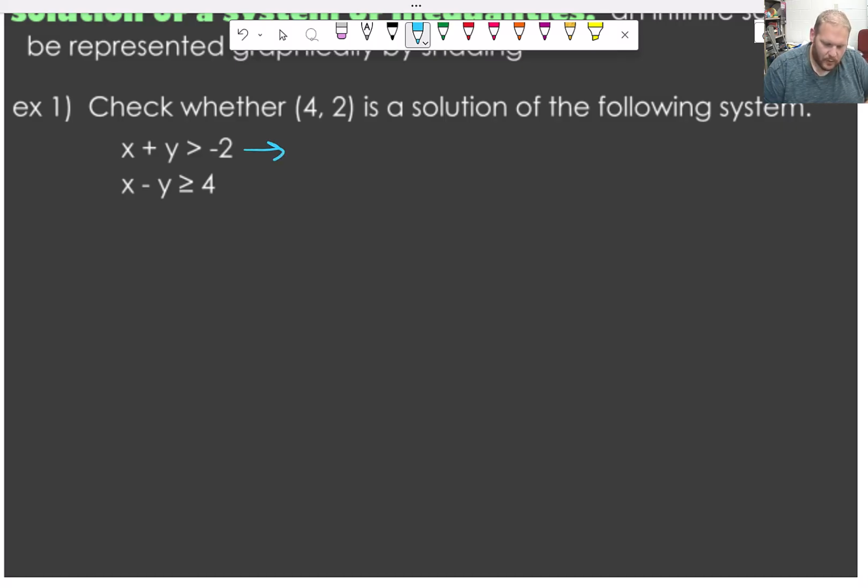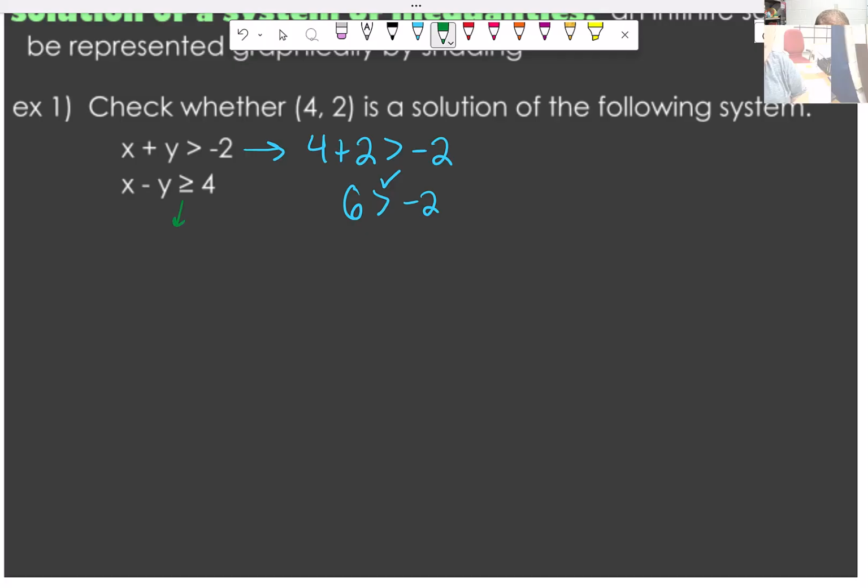If I plug in 4 for my x value and 2 for the y value, it's supposed to be greater than -2. We end up with 6, which is greater than -2, so it is a solution to my top inequality. So far so good. Down below, I'll do this in green, if I plug in 4 for my x value and 2 for my y value, I'm supposed to end up with 4 minus 2 is greater than or equal to 4, which means 2 is greater than or equal to 4, which is not true. So since it is not a solution to both of my inequalities, it is not a solution.